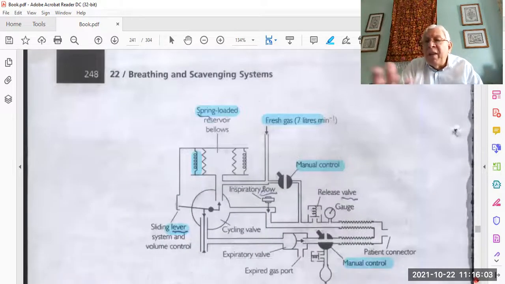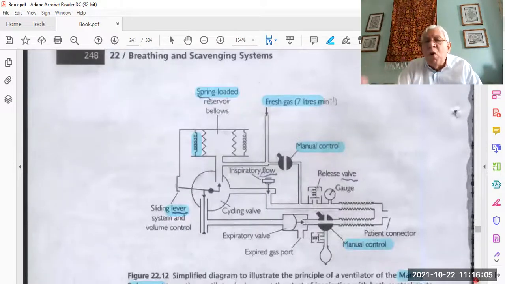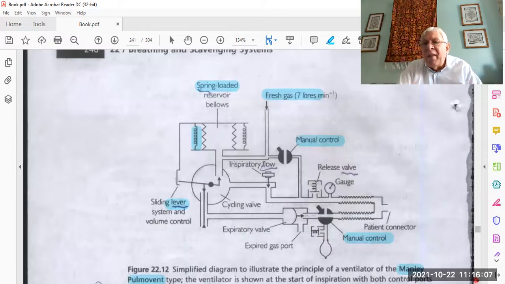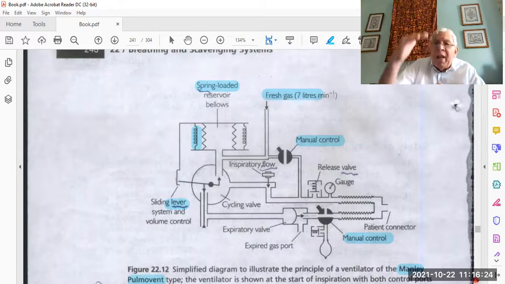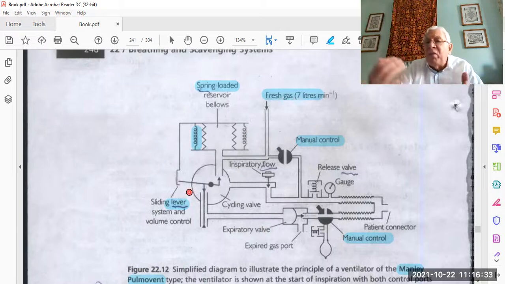The ventilators, of course, are beyond the scope of this book, but this is a figure of how the pneumatic PulmoVent works. You have a fresh gas flow of seven liters going through a pillows. This pillows, of course, is supported by springs to create a pressure. After the preset volume is reached and the pillows is filled with a certain amount, the releasing valve opens and the lever system opens to release this to the patient.